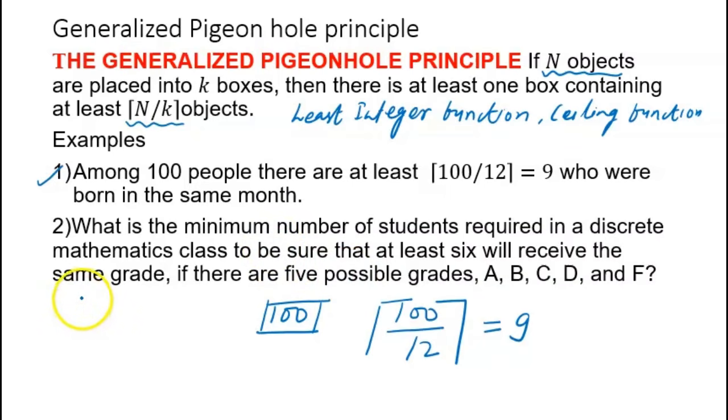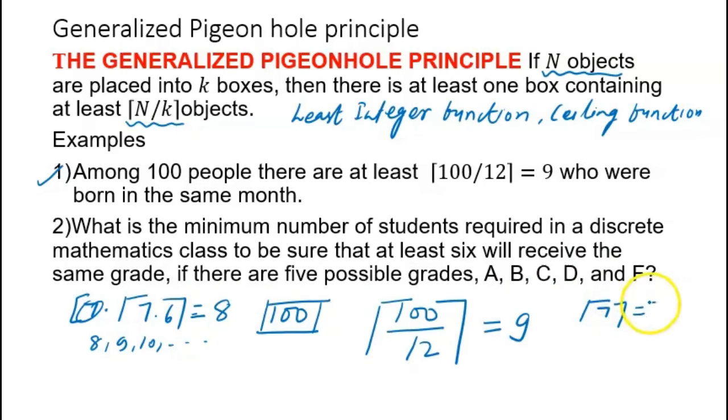By least integer function I mean that suppose I want to find the least integer value of 7.6. So it means what? That I am going to look at all those integers which are greater than 7, means 8, 9, 10 and so on. And out of them, which one is the least? 8 is the least. So that is the least integer value. If I take the least integer value of an integer like 7, then it will be equal to 7, right?